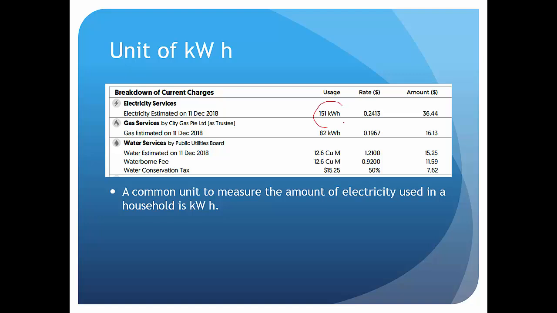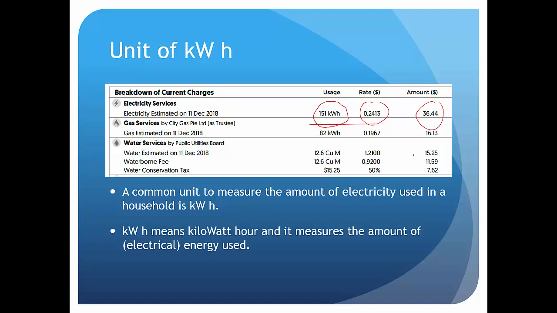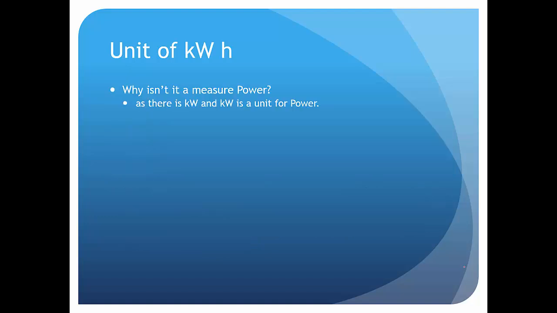So as you can see, this is the kilowatt hour, and then this is the cost, and this will be the total cost. kWh means kilowatt hours, and it measures the amount of electrical energy used. Why isn't it a measure of power? Actually, kilowatt and watt are units for power.